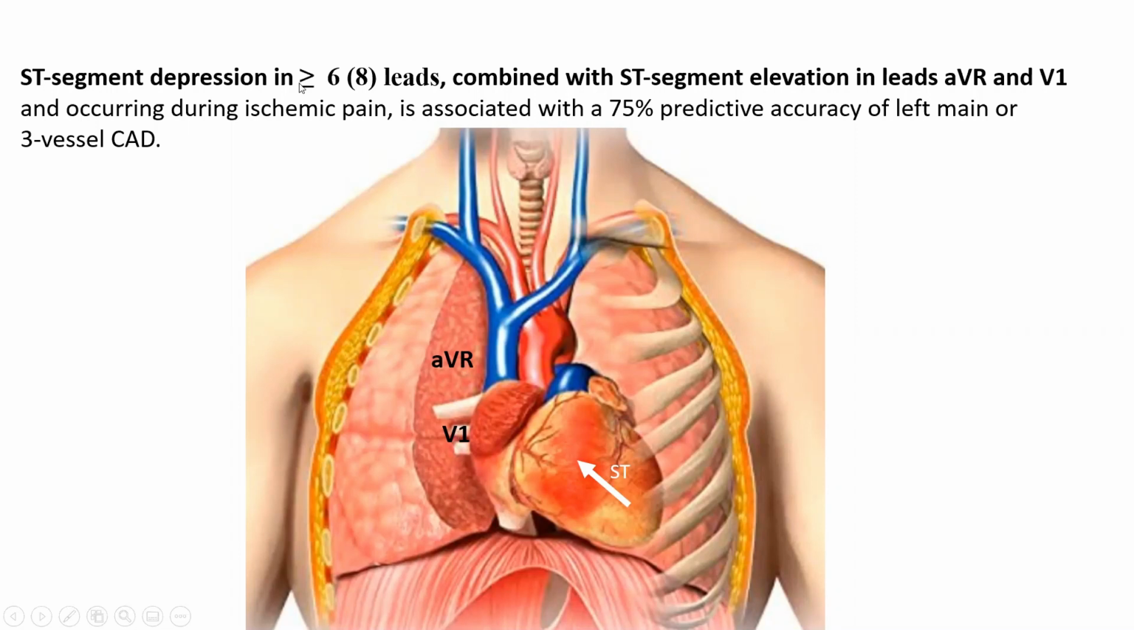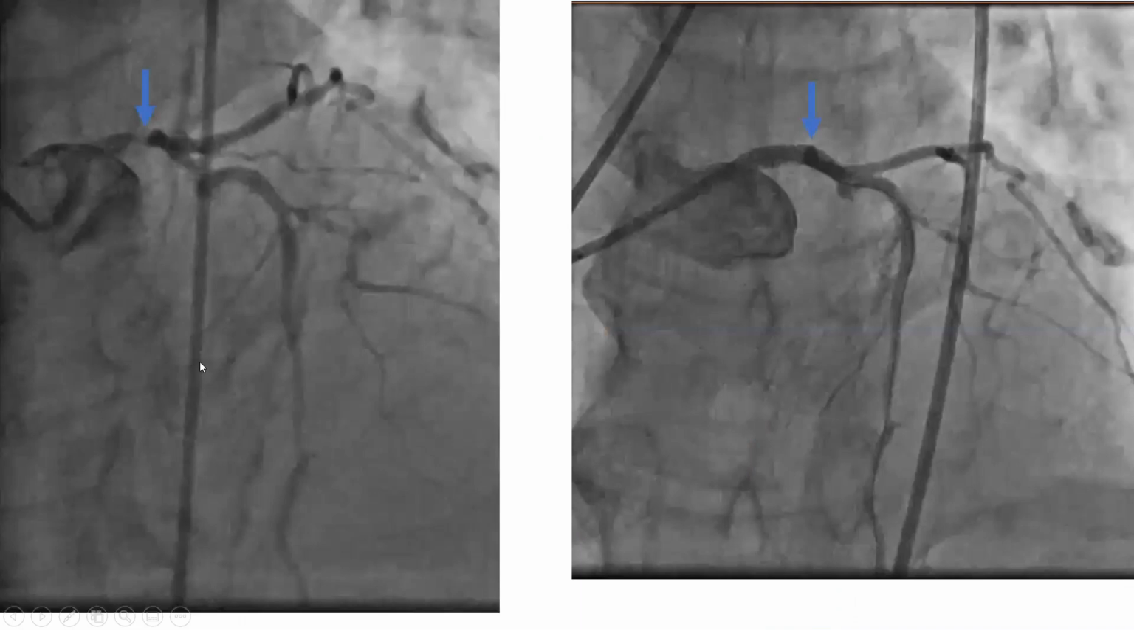We call it diffuse when it's over 8 leads in the original publication, but now 6 leads has been embraced by the ESC guidelines. Okay, it doesn't have to be left main. Again, it could be proximal LAD or a 3-vessel disease ischemia. This patient specifically had tight left main, and we took him to the lab and we stented it. We took him emergently to the lab.